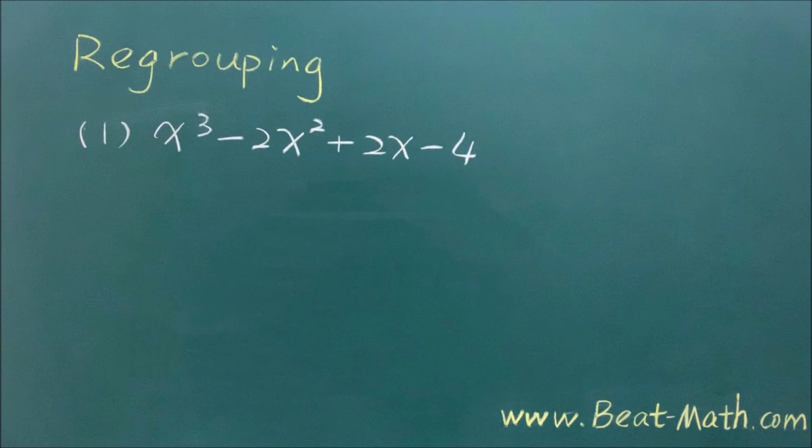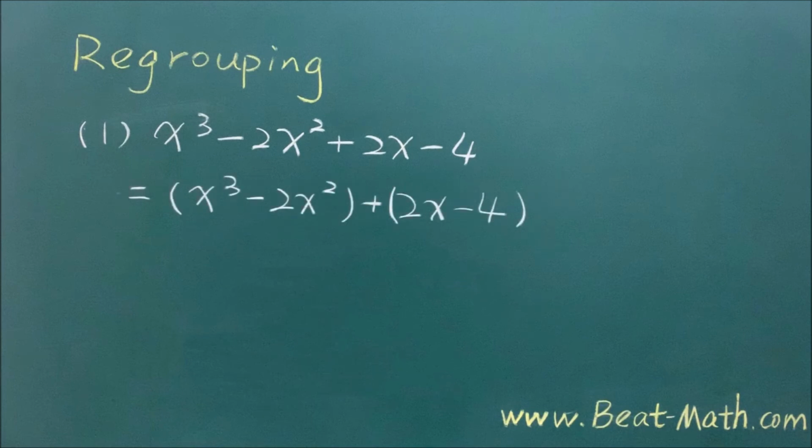X cubed minus 2x squared plus 2x minus 4. This has 4 items and does look more complicated compared to the ones we have talked about before. That is why we are using a regrouping method. For this one, we will put the first 2 items in a group and the last 2 in another group. We regroup them like this. The quantity of x cubed minus 2x squared plus the quantity of 2x minus 4.